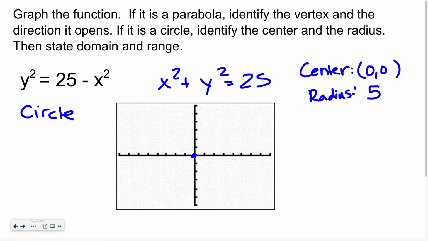So I'll put my center as 0, 0, and I will count up 5, left 5, down 5, right 5. And I will say round, round, round, round. That one was good. Don't often draw a good circle, but that one was pretty good. A little wonky, but not bad.